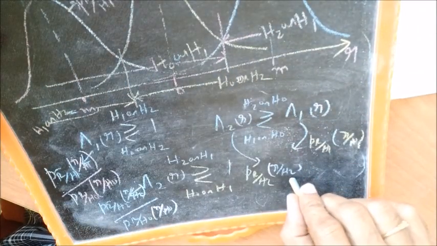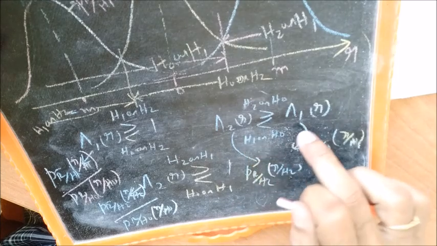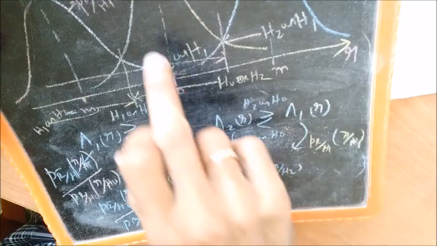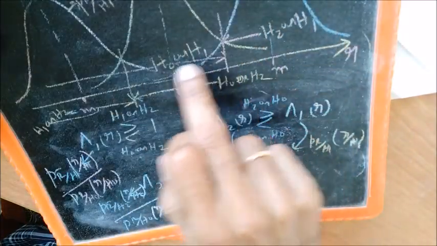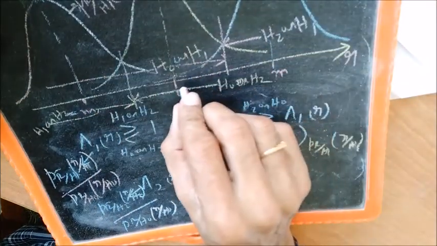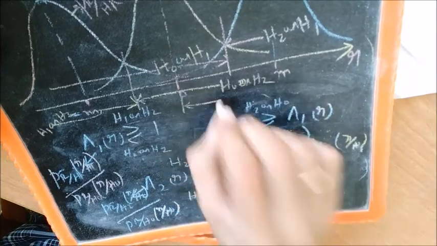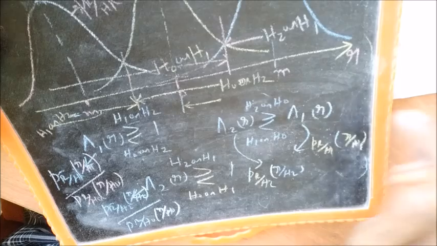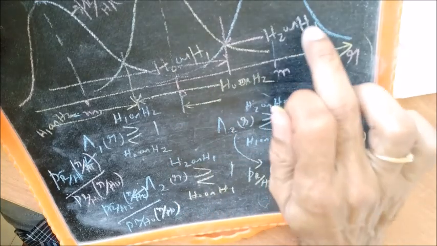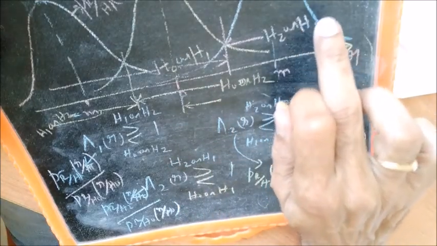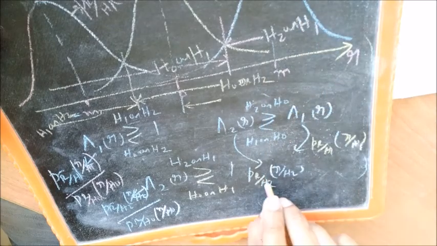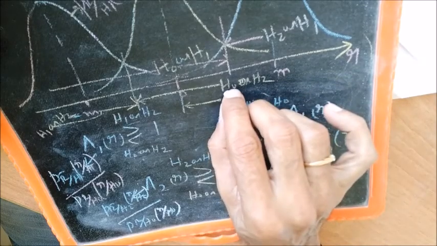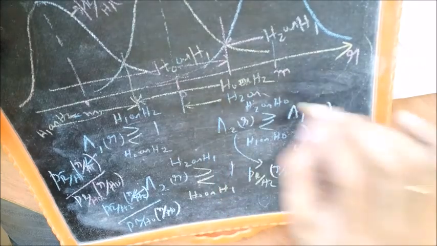So whenever PR H2 is more than PR H1, it is H2 or H0. PR H2 more than PR H1, that is this range, that is on the right here from 0. On the right here from 0, PR H2 is more than PR H1. So when PR H2 is more than PR H1, we say that it is H2 or H0.